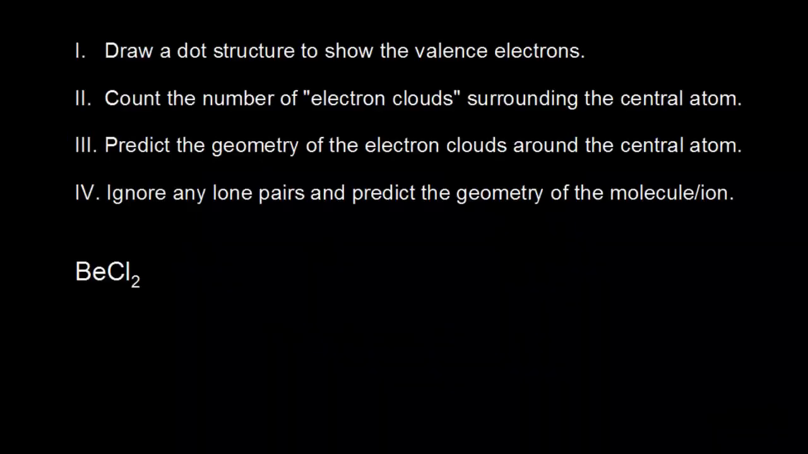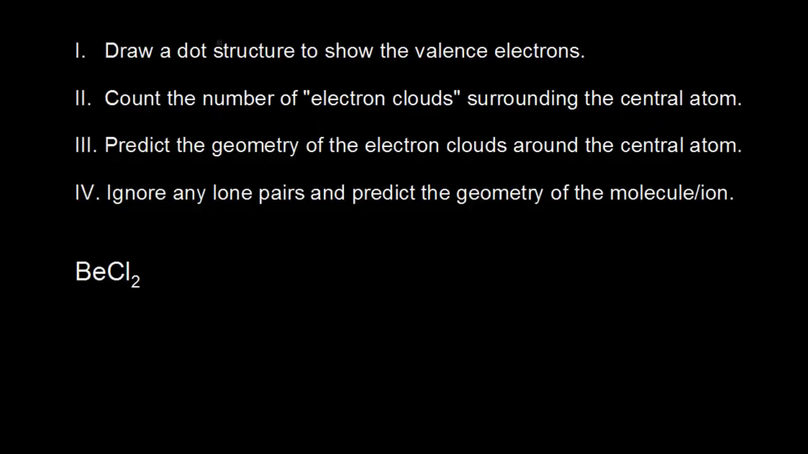In this next set of videos, we're going to predict the shapes of molecules and ions by using VSEPR, which is an acronym for valence shell electron-pair repulsion. And really all this means is that electrons being negatively charged will repel each other. Like charges repel. And so when those electrons around a central atom repel each other, they're going to force the molecule or ion into a particular shape.